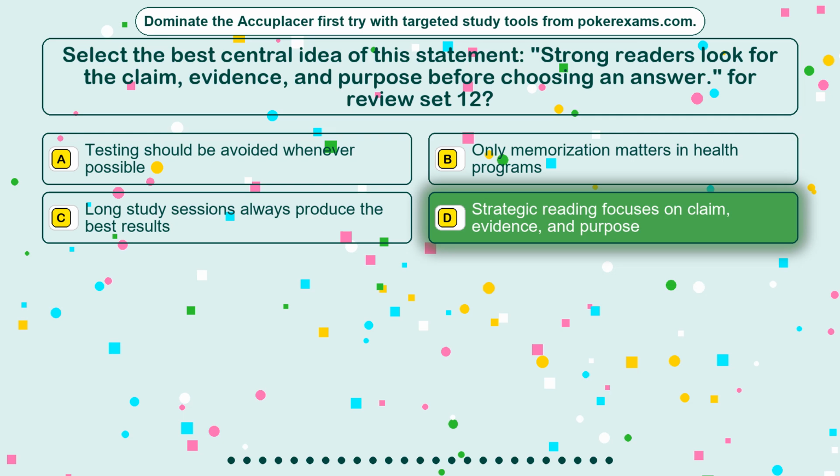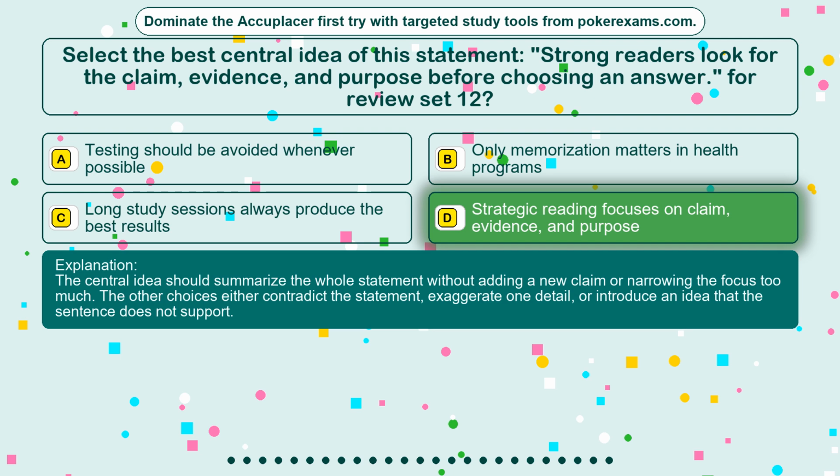The correct answer is option D. Strategic reading focuses on claim, evidence, and purpose. The central idea should summarize the whole statement without adding a new claim or narrowing the focus too much. The other choices either contradict the statement, exaggerate one detail, or introduce an idea that the sentence does not support.